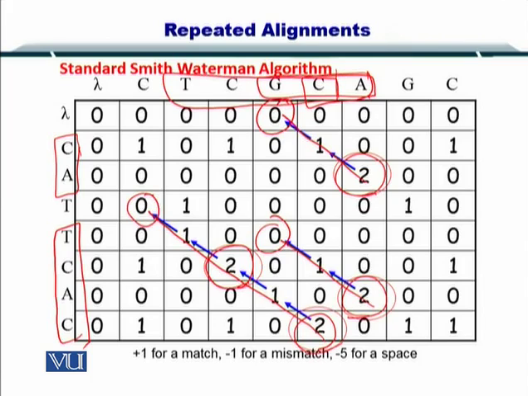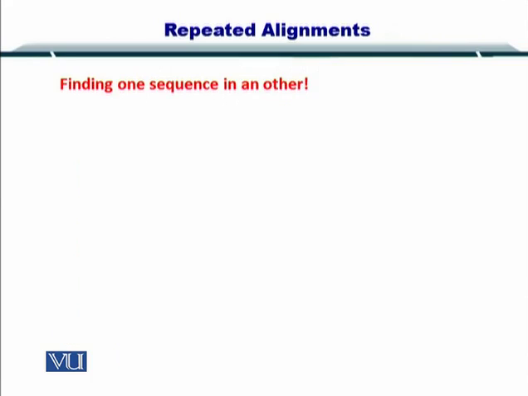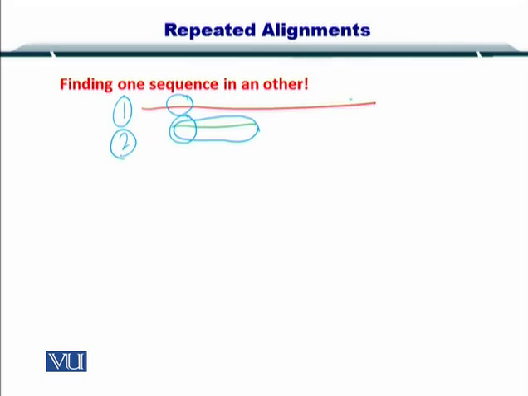So what can be done to modify this algorithm? Let's talk about that. So our initial problem is finding one sequence in another. So if you have one sequence like that and another sequence here, so what you're trying to do is essentially finding portions of this sequence within sequence number one, or finding all of this here somewhere else. So this is our local alignment problem.